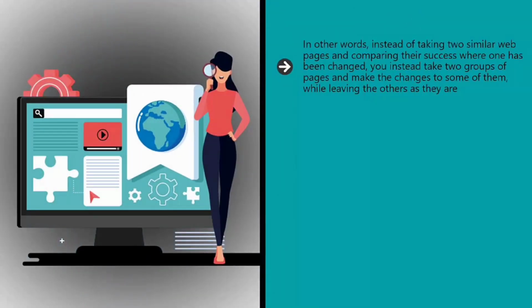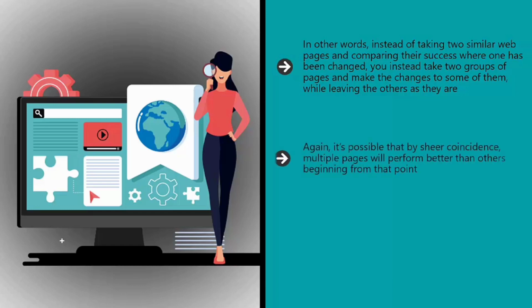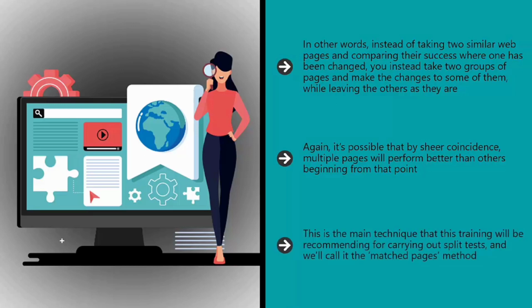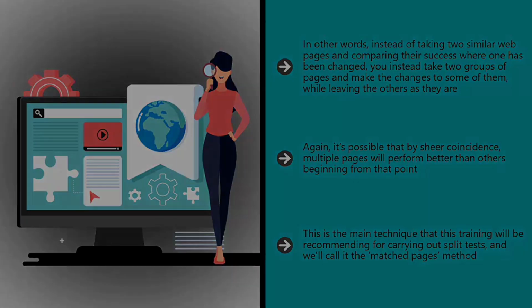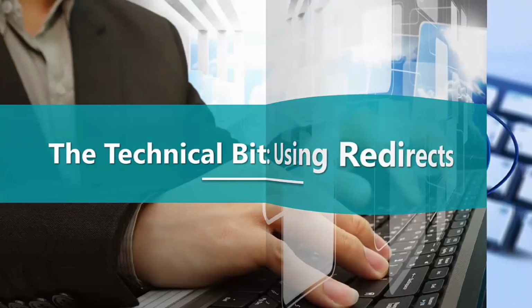In other words, instead of taking two similar web pages and comparing their success where one has been changed, you instead take two groups of pages and make the changes to some of them while leaving the others as they are. Again, it's possible that by sheer coincidence, multiple pages will perform better than others beginning from that point. But that's when you use the statistical significance tests, comparing the new and the old ranking positions of those in Group A to those in Group B, and then find out if the data suggests an effect. This is the main technique that this training will be recommending for carrying out split tests, and we'll call it the matched pages method. The technical bit, using redirects.